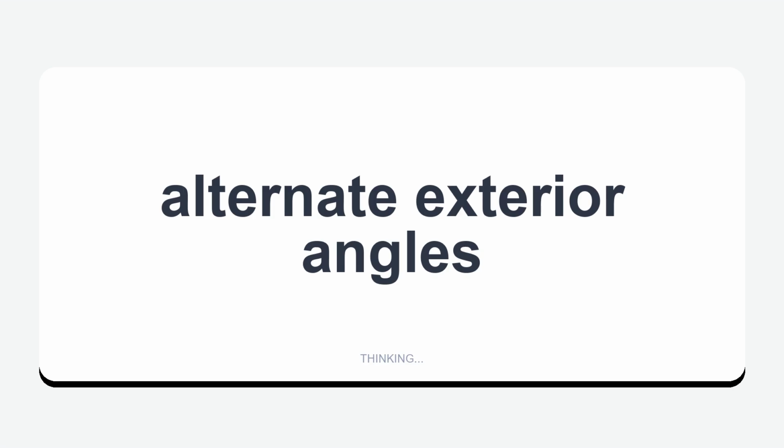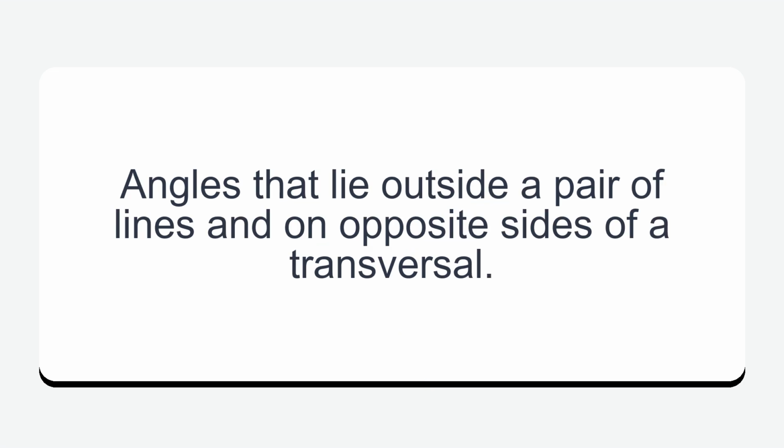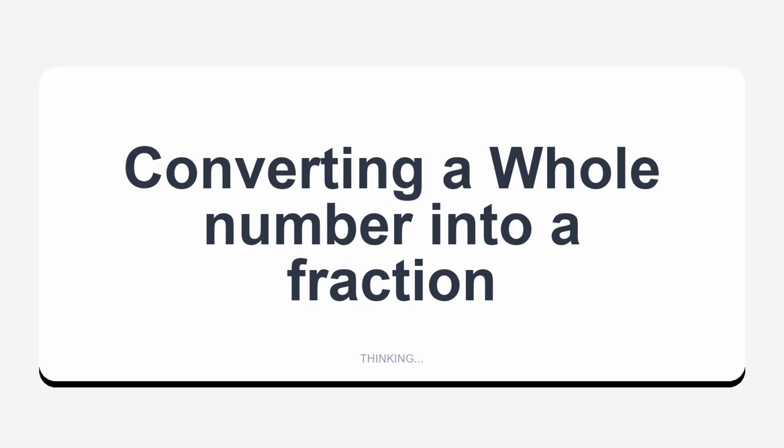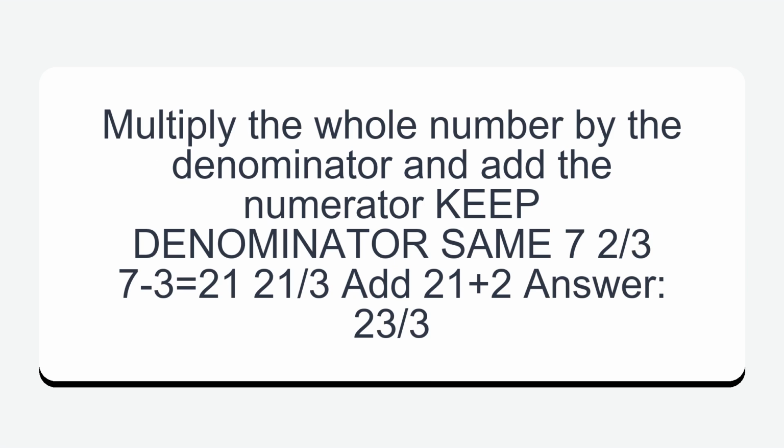Alternate exterior angles: angles that lie outside a pair of lines and on opposite sides of a transversal. Converting a mixed number into an improper fraction: multiply the whole number by the denominator and add the numerator. Keep the denominator the same. 7 and 2/3.